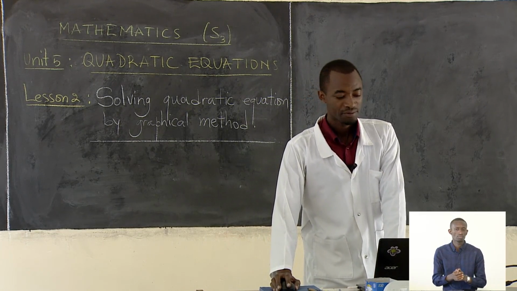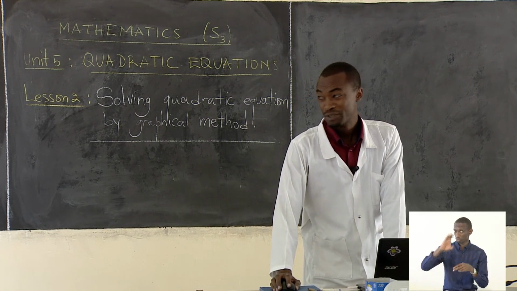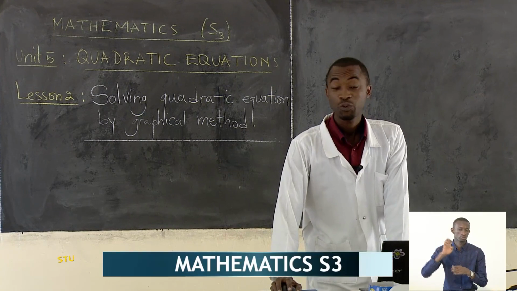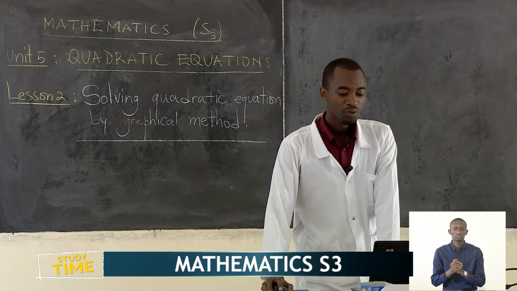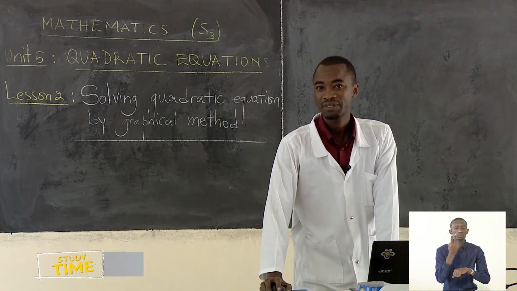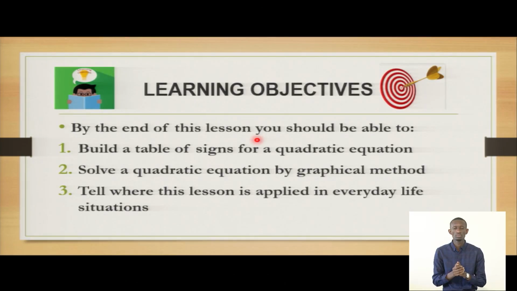As I have told you, my name is Callixte. I teach mathematics. And we are with the senior 3 students. And this is lesson number 2, solving quadratic equations by graph method. Let's look at the learning objectives. By the end of this lesson, I want you to be able to build a table of signs for a quadratic equation. And I also want you to be able to solve a quadratic equation by graphical method.